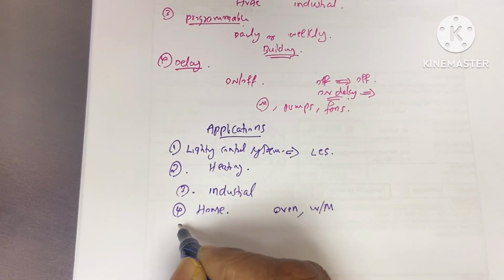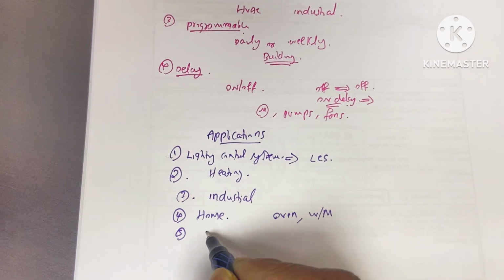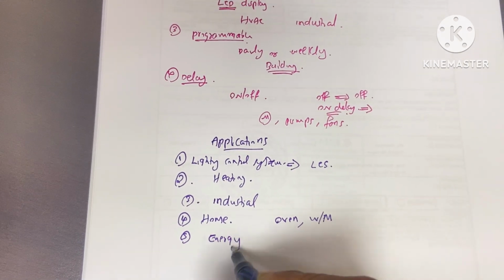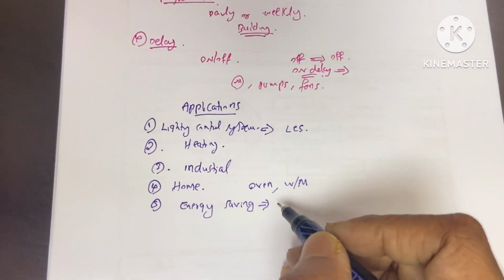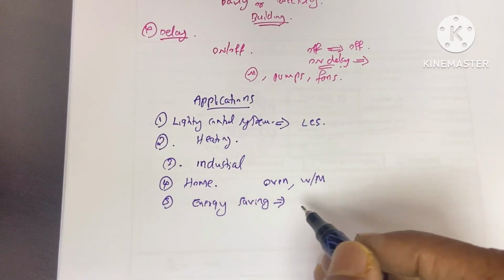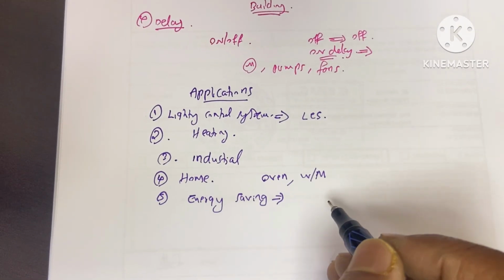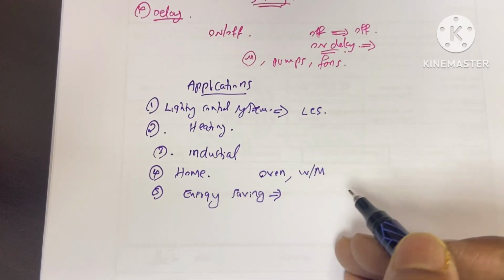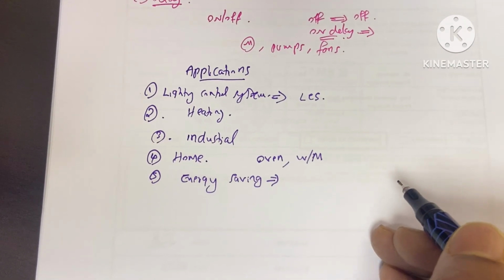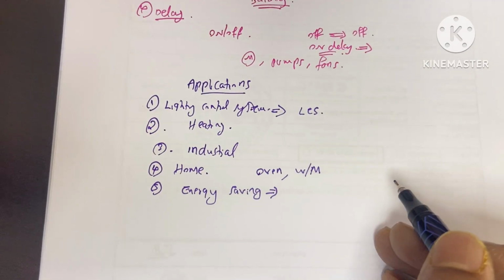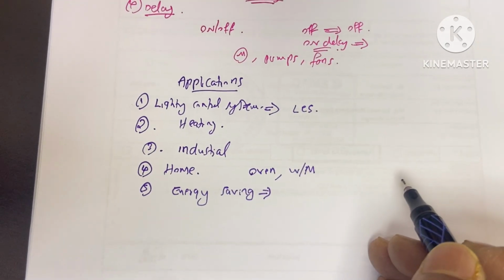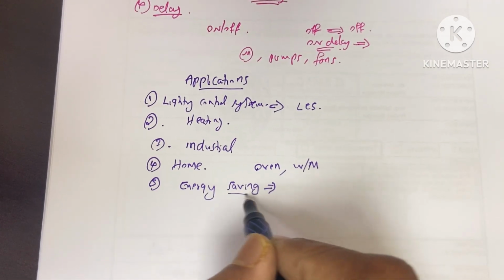And the next one is the energy saving application. I mean, if you have a timer in your home and after a specific time you want to switch off some lights of your building, or turn off your equipment, then through that way you are saving your energy.